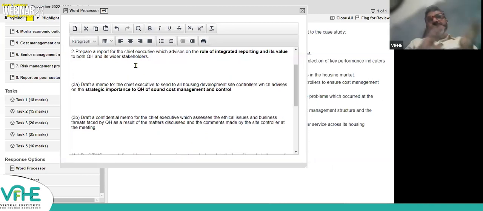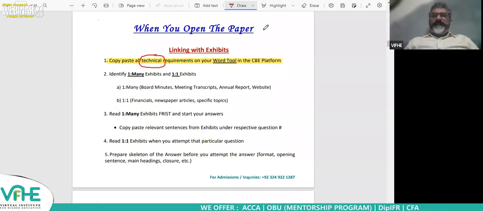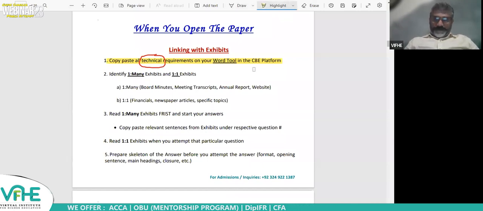So when I'm reading the exhibit, I can copy paste, I can go through the list of requirements again and again. So it's really helpful. Okay, so that's the first thing you do. You copy paste all the technical requirements on your Word tool.